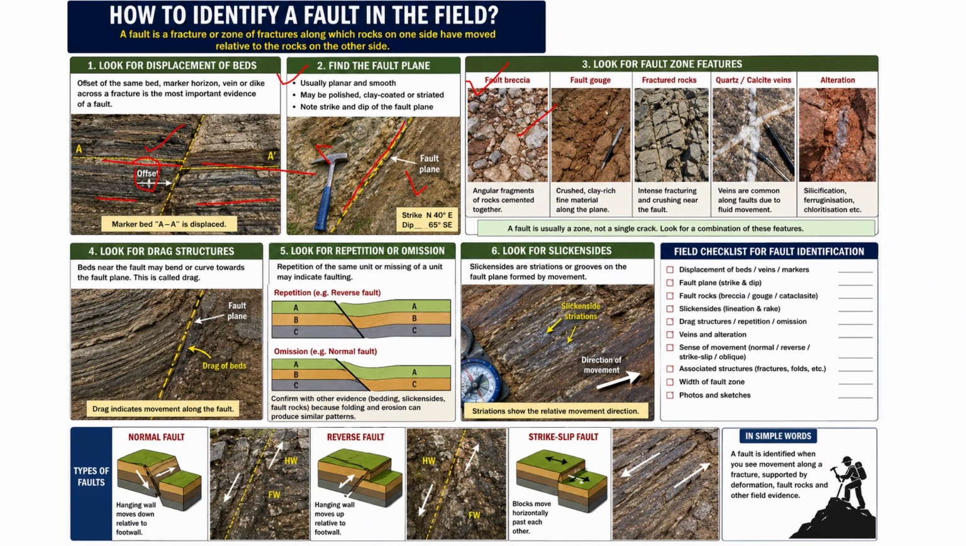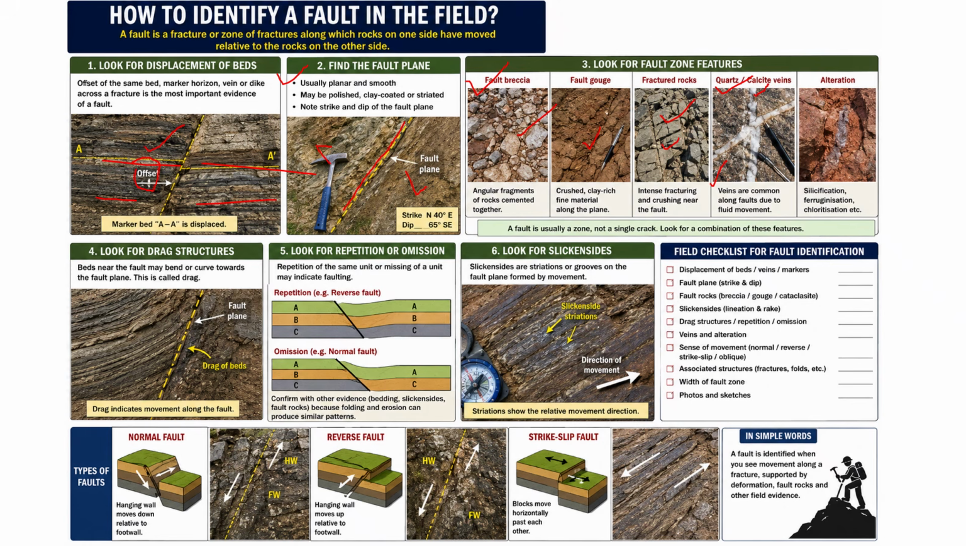Fault gouge means a very fine, crushed, clay-rich fine material developed along the fault plane. The third point is the fractured rocks. These are developed near the fault, and are highly crushed, and intense fracturing is obviously seen. And then the quartz and calcite veins. The quartz and calcite veins are developed close to the fault after faulting, when hydrothermal fluid passes through the fault and fractures.